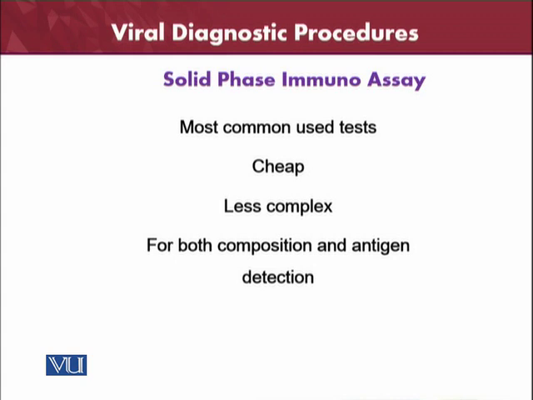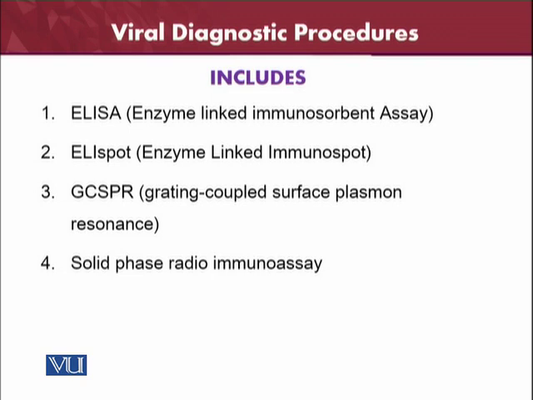It can be used for the detection of the antigen, that is, how much antigen is present, what the composition of the antigen is, and what kind of antigen is present. So what are the diagnostic procedures on the basis of which these solid phase immunoassays are used? One of them is the ELISA, enzyme linked immunosorbent assay. Then ELISPOT, enzyme linked immunospot, we can use it, and then GCSPR, the grating coupled surface plasmon resonance, and then the solid phase radioimmunoassay. There are 4 kinds of immunoassays which we can use for the diagnostic procedures.